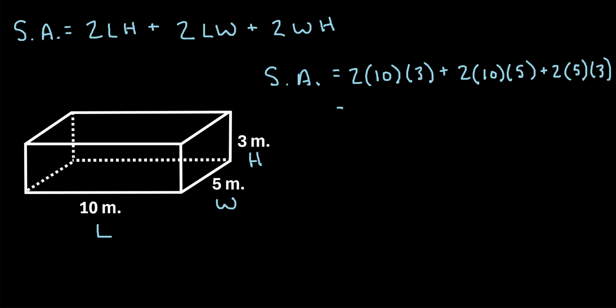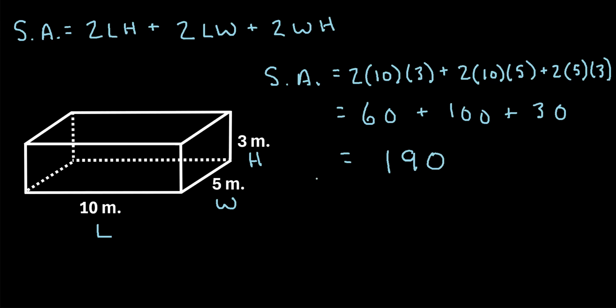So let's see what we get. 2 times 10 is 20, times 3 is 60, plus 2 times 10 is 20, times 5 is 100, plus 2 times 5 is 10, times 3 is 30. So when we add these all together, we get 60 plus 100 plus 30, that's 190.